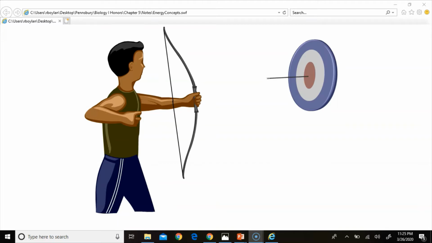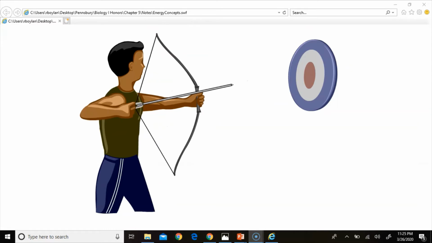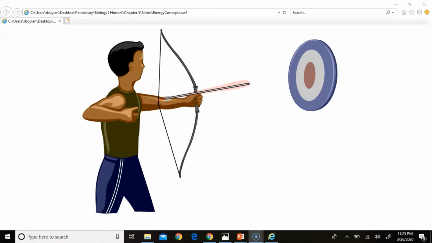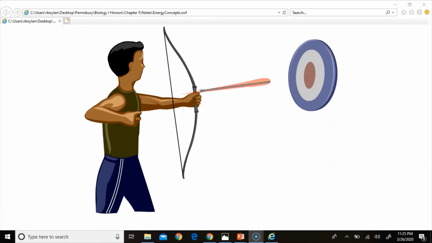Let's rewind and look at kinetic energy in more detail. When energy is converted from potential energy to kinetic energy, some of the energy can be used to do work, but some energy ends up as heat, a type of kinetic energy. Heat is the random motion of atoms and molecules. As the arrow flies through the air, heat is generated by friction between the arrow and air molecules.